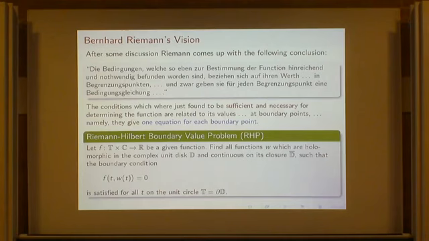We are looking for holomorphic functions w in the complex unit disk, which are continuous on the closure of the disk, such that at the boundary point t along the unit circle, a nonlinear boundary condition is satisfied. Here this function f is a given function. t is on the unit circle. The second argument of f is in the complex plane, and it is real valued. So we impose one real condition. We will see that this makes sense. And this is what Riemann said.